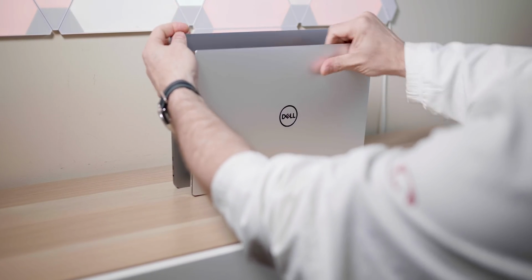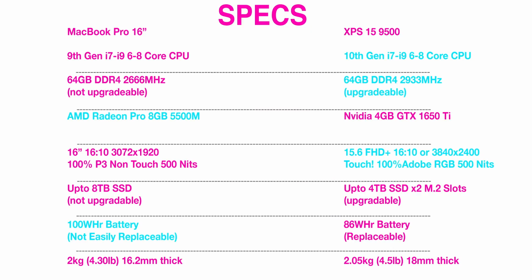So when it comes to the specs, let's have a look at these specs and dig into it. Now, let's ignore the top line of CPUs because it really doesn't matter. 9th generation, 10th generation, this stuff is all different, really. Now, when it comes to RAM, they both have up to 64 gigabytes of RAM. However, the RAM is faster on the XPS 15, and you can also upgrade it.